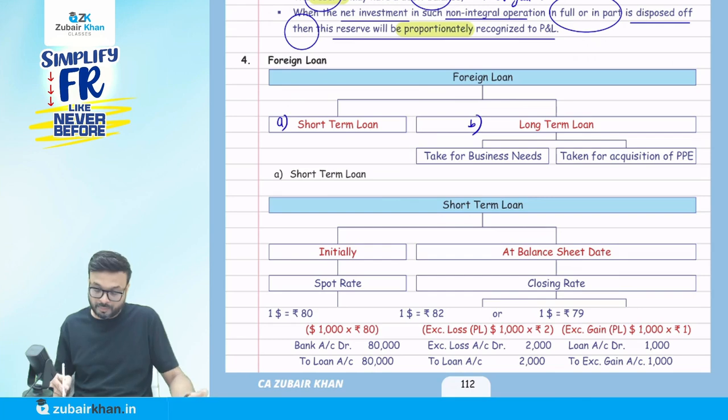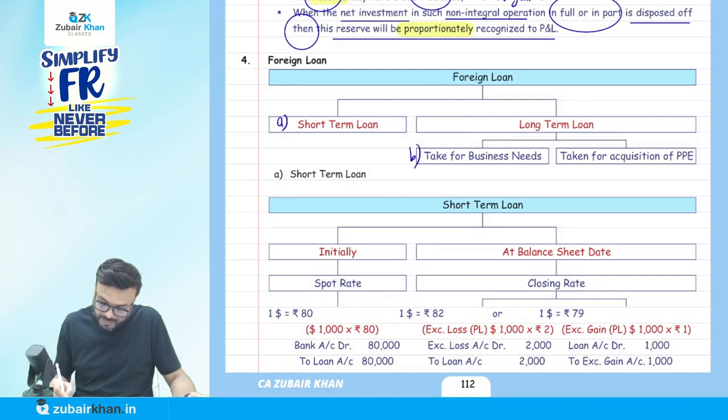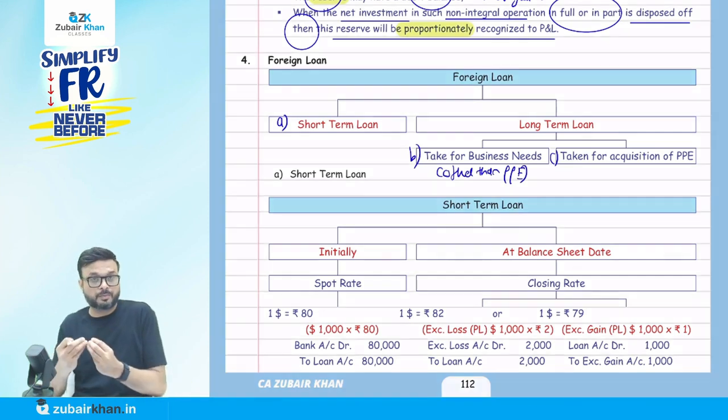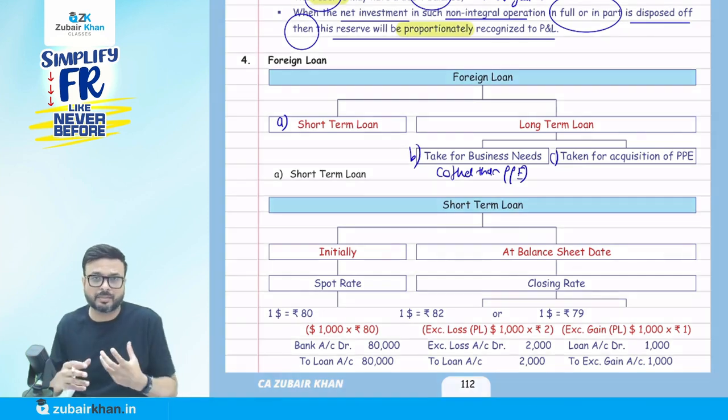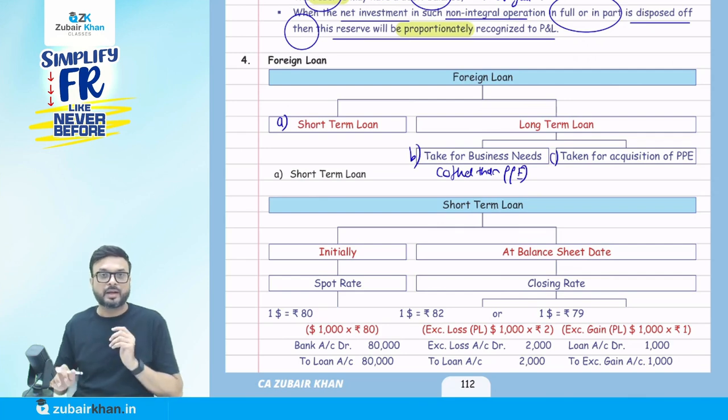Okay, a long-term loan that might be taken for business. So you can say that here: taken for business needs, which we split into B and C here. The loans are either other than PPE, or you have taken the loan for the purpose of property, plant and equipment. PPE is property, plant, equipment. Let's discuss one by one each of them. Very simple.